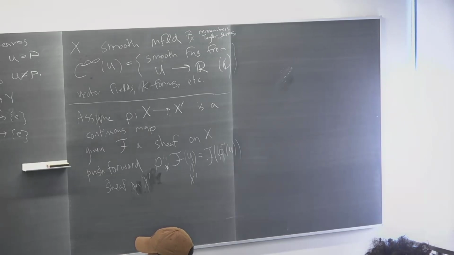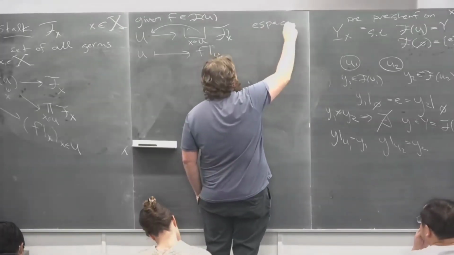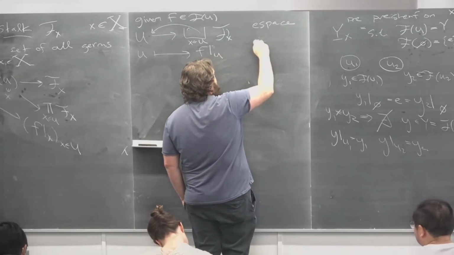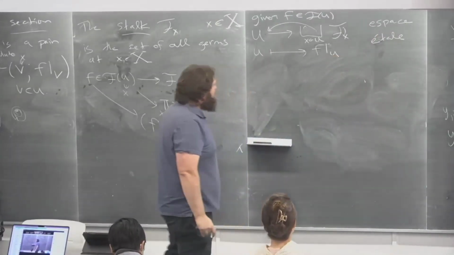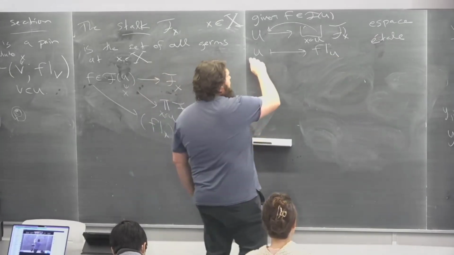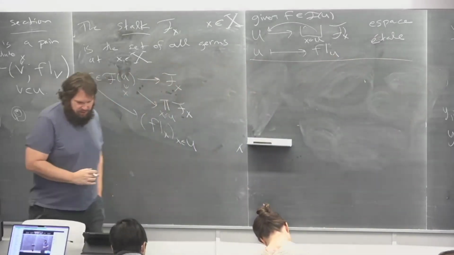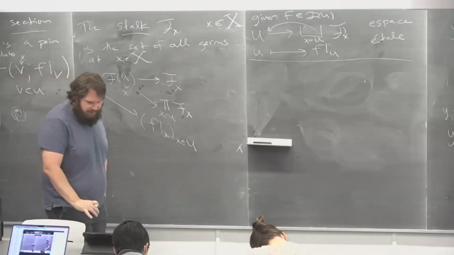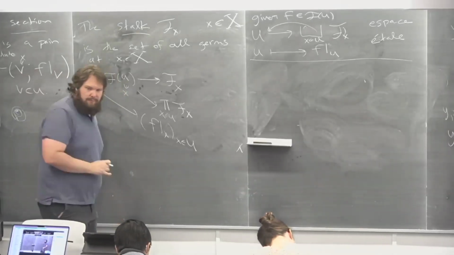All right. So I should mention this space is what's called the espace étalé. It's mentioned briefly in Vakil, and we will probably come back to it later when we talk about sheafifications. All right, we've got 10 minutes left.